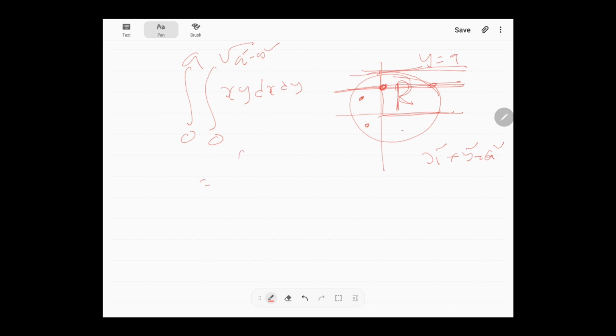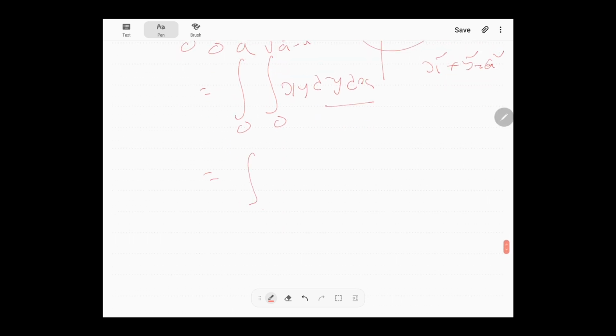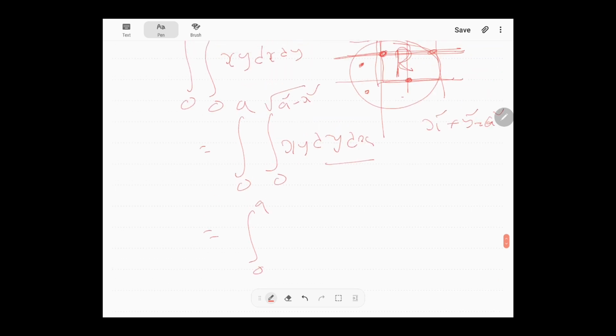The same thing you can do in this way also. For a given x, here the value of y is 0 and here it is root a square minus x square, and x varies from 0 to a. The integral of xy dy dx. So both are the same. You can do the integration in either fashion. I will evaluate this integral only for your convenience.